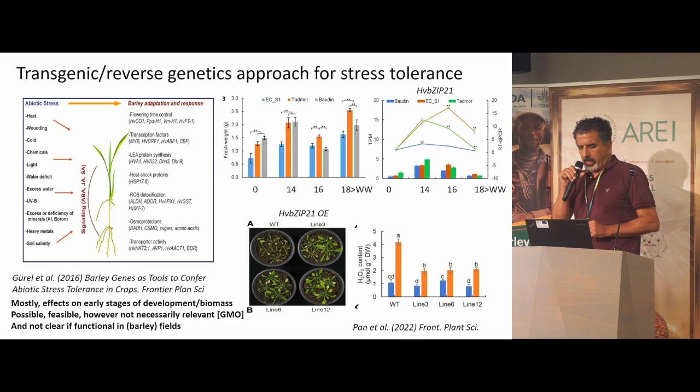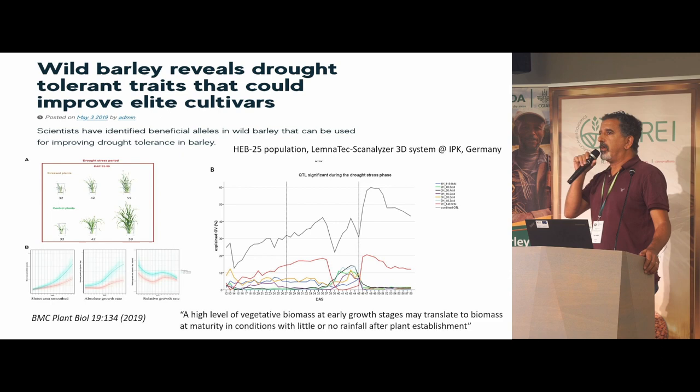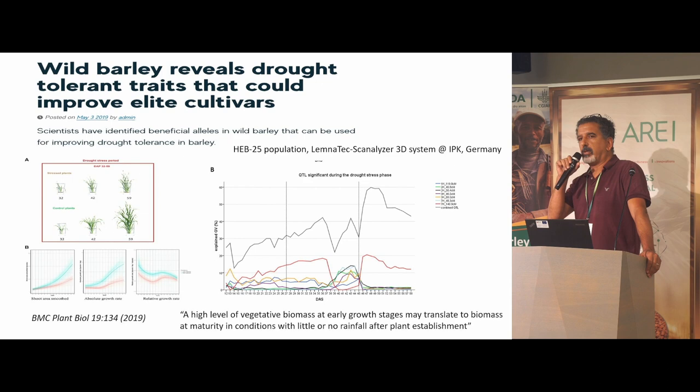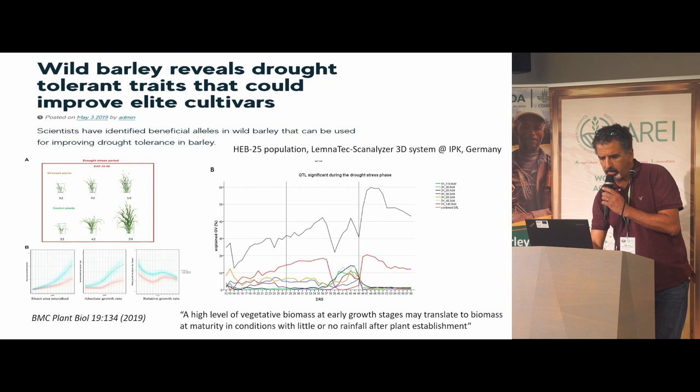So we have success stories, very beautiful stories, but the question is how much we can take them to the field. Wild barley, of course, is a major contributor to these possible drought mechanisms. But again, when we look at platforms like the LysiTech in this study, we are looking at green phenotype. We're looking at wild alleles. Here you can see several QTLs that were identified on the LysiTech, and how they behave across the experiment.